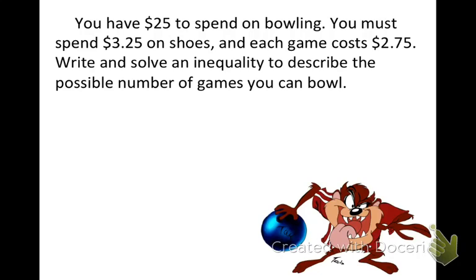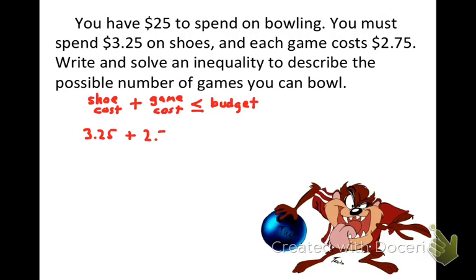So here's our verbal model. We'll phrase it this way, that the shoe cost added with your game cost has to be less than or equal to your budget. And then let's go ahead and fill in the values that we know for each of those things. The shoe cost is going to be a straight up $3.25. And the game cost is going to be $2.75 times the number of games. Now, that means our unknown value is how many games we can play here, and we'll represent that with a variable. Let's just say it's G for games. And we know your budget then is 25. All right, so you see how that works.